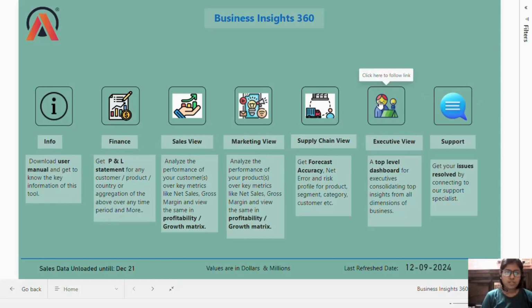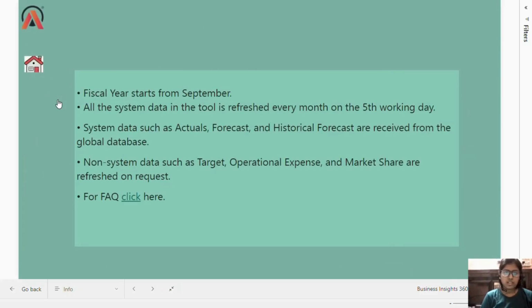So this is the home page of the dashboard. You can click on any icon to directly navigate to that page. So first I'll click on the info. In this section you will get the general information about the company, like the fiscal year of the company starts from September. And here are general FAQs. If you want to know more about it, you can click here. For now, I'll get back to my home page.